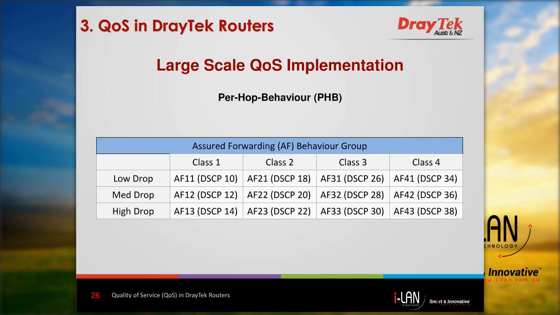Here we've got the definition of per hop behavior. It includes expedited forwarding, which is EF, assured forwarding, AF, and best effort, which is BE. You'll see some of those in the DrayTek configuration options. In the table you can see that assured forwarding defines 4 classes of delivery or forwarding classes, and 3 levels of drop precedence in each of these classes. These are the low drop, medium drop, and high drop. The combination of classes and drop precedence gives us 12 separate DSCP encodings from AF11 to AF43.